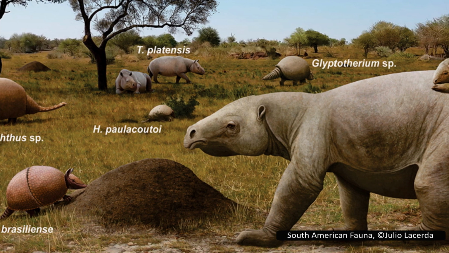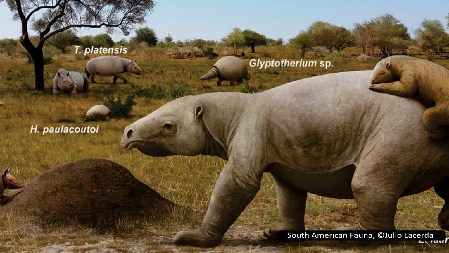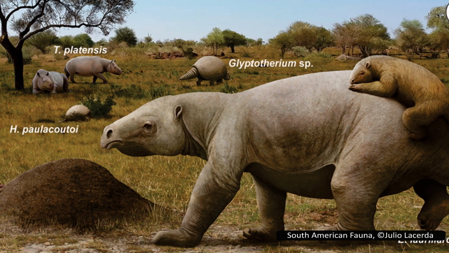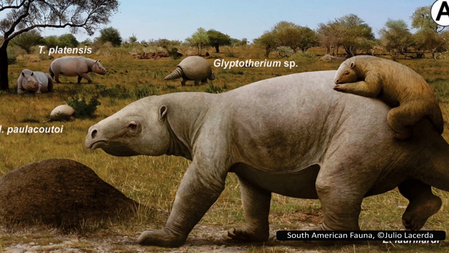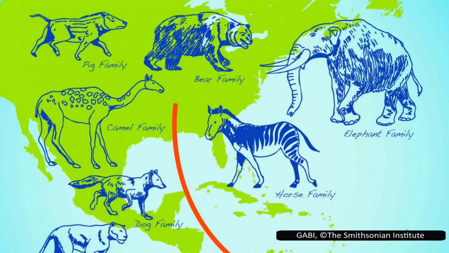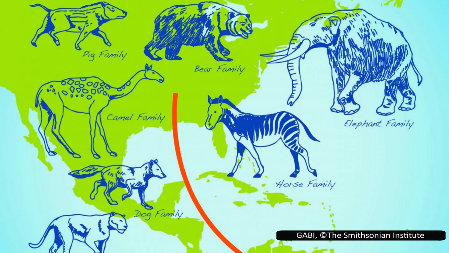Until then, South America had been effectively isolated, developing a distinctive and often bizarre range of animals, including giant ground sloths, terror birds, glyptodons, and an array of marsupials. In contrast, North America was home to carnivores like bears and saber-toothed cats, and grazers such as horses, deer, and camels. When the land bridge formed, it allowed animals to move between the continents.